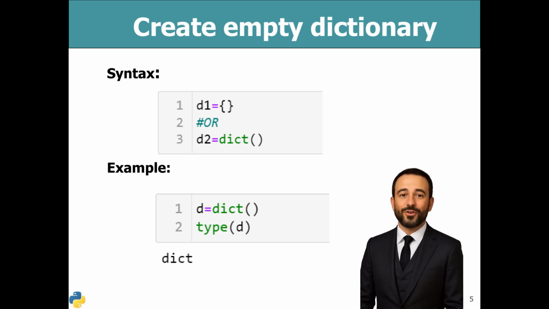For example, if you execute d = dict(), you are initializing an empty dictionary named d. To confirm its type and ensure it's indeed a dictionary, you can use the type function. Calling type(d) will return dict, unequivocally verifying its data structure. This step is useful for debugging and ensuring your variables are of the expected type.